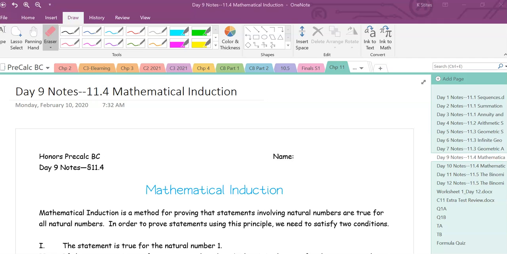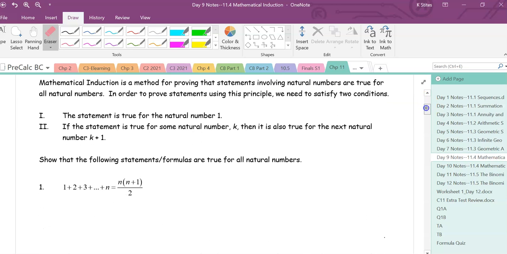Hello Pre-Calc PC. Today we are going to be talking about something called mathematical induction. Mathematical induction is a method for proving that statements involving natural numbers are true for all natural numbers. In order to prove statements using this principle, we need to satisfy two conditions. The first condition is that the statement is true for the natural number 1, which means we're just going to use a 1 for n.